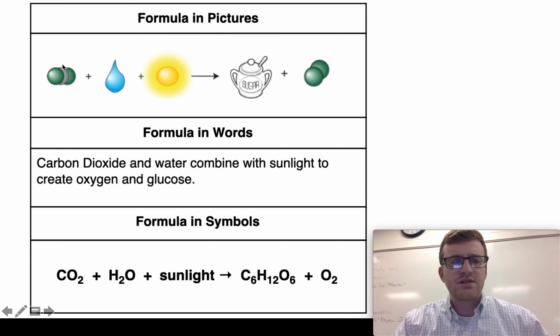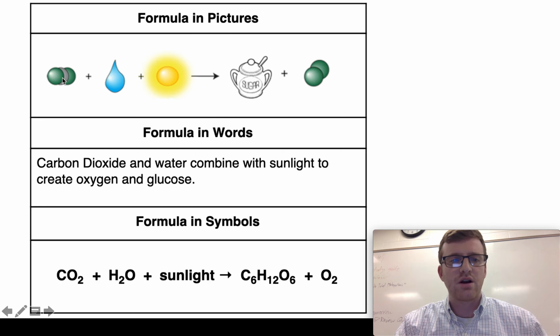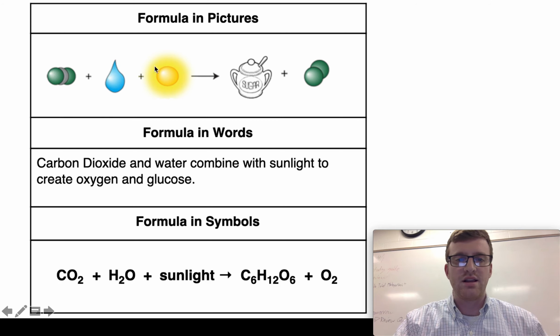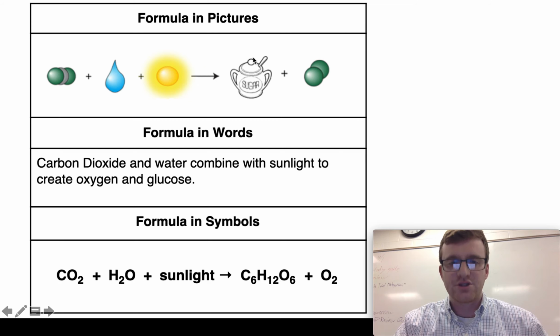So for photosynthesis, you're going to start off with these three dots right here that represent a carbon dioxide molecule. Okay, carbon and oxygen together in carbon dioxide. Then you have a water droplet, which represents water, and a sun, which represents light. This is what gives energy to photosynthesis for it to happen. And that is going to give us sugar, and it's going to give us oxygen.